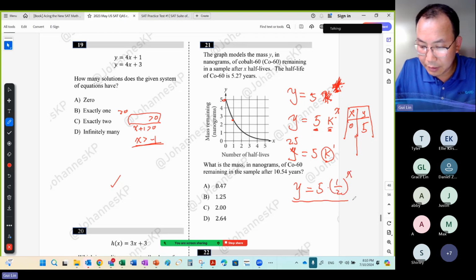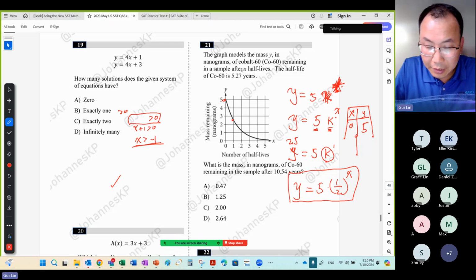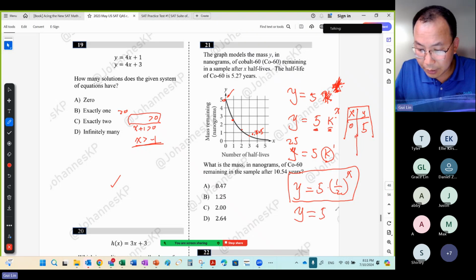So this is the exponential function. You basically need two things: the y-intercept, similar to linear, and a second point. You can see it halves after 1 year, then another half is 1.25, and in the third year, another half is 0.625. So it continues going down. Now the question is when the time becomes 10.54, how much mass would be left?